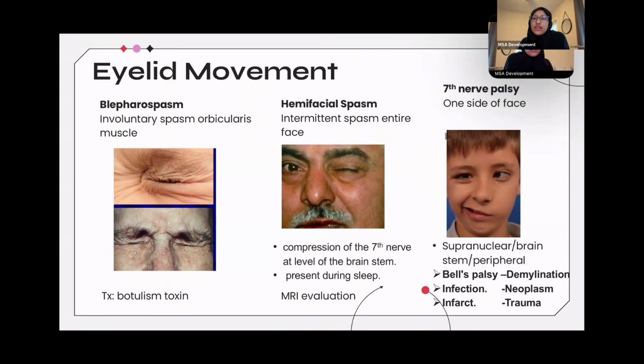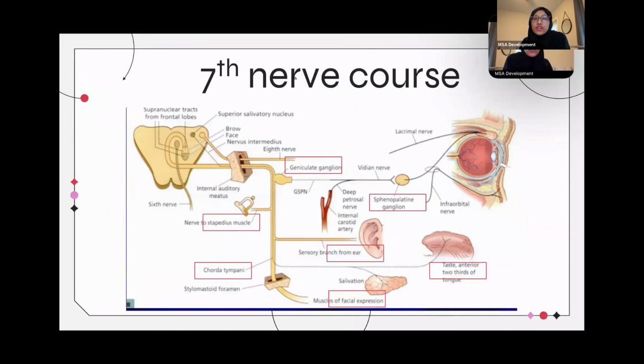Seventh nerve palsy is not intermittent, but one side of the face is affected. Do you see here? This side is very, very much affected. It's not moving at all. So palsy is due to seventh nerve compression. It can be in the brainstem, peripheral, anywhere in the seventh nerve course, and a lot of things can cause it. Most common is Bell's palsy, which is the name of seventh nerve palsy. Okay, the seventh nerve course is important.